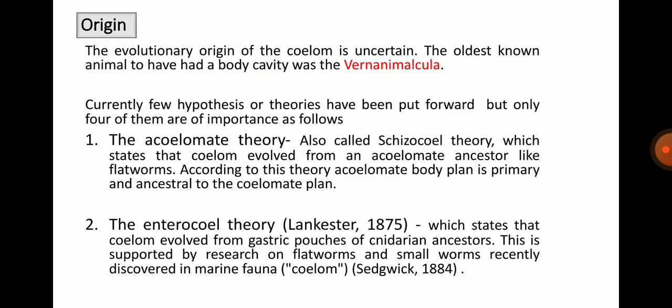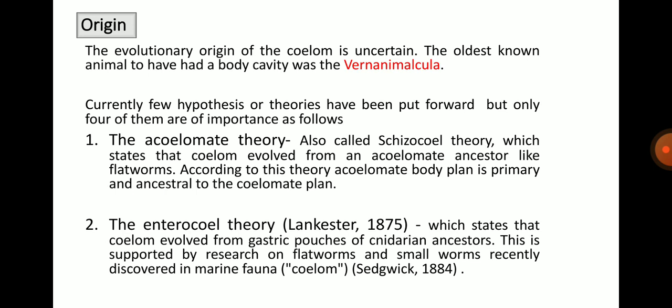Coming back to the origin and development of the coelom. The evolutionary origin is uncertain, and the oldest known animal to have had a body cavity was the Vernanimalcula. Currently, a few hypotheses or theories have been put forward, but only 4 of them are of importance, which are as follows. The first is the acoelomate theory, also called schizocoel theory, which states that coelom evolved from an acoelomate ancestor like flatworms. According to this theory, the acoelomate body plan is primary and ancestral to the coelomate plan.